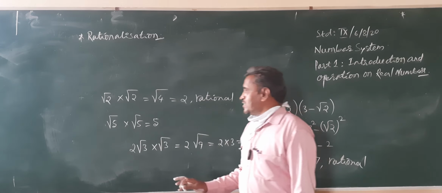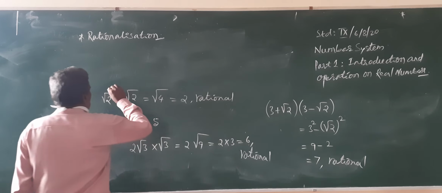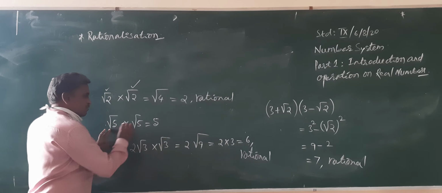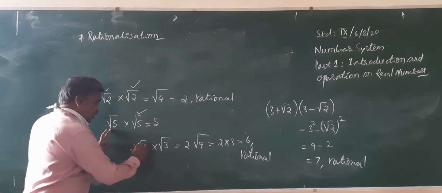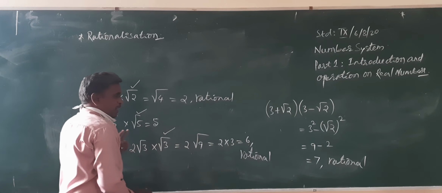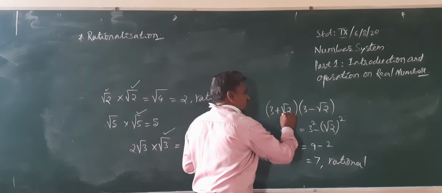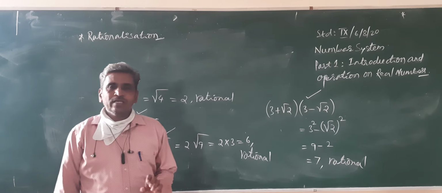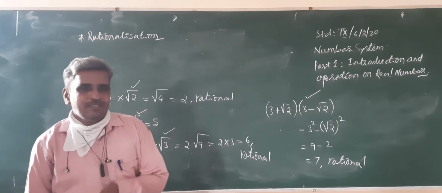At that time, the condition to remember: here root 2 is given, and root 2 is multiplied. Root 5 is given, root 5 is multiplied. 2 root 3 is given, root 3 is multiplied. 3 plus root 3 is given, and its partner is multiplied. These are said to be rationalizing factors.